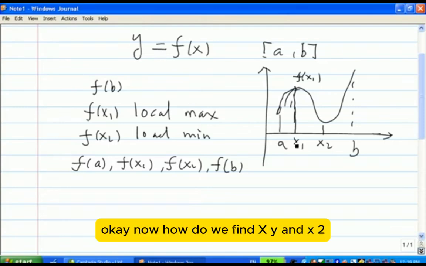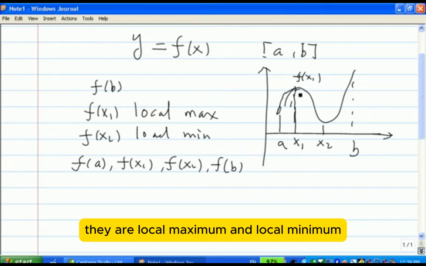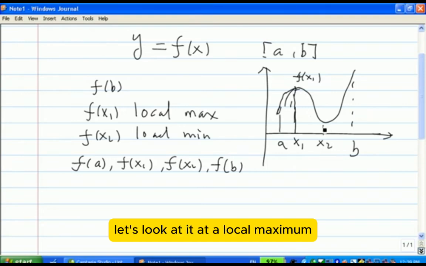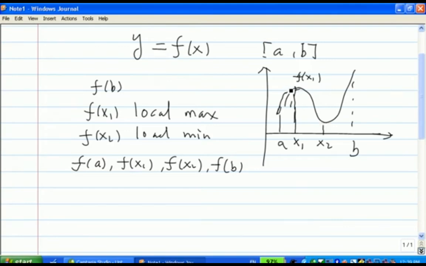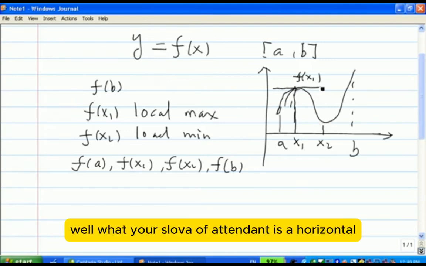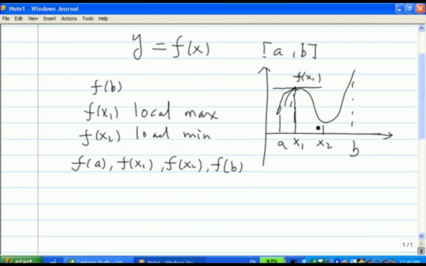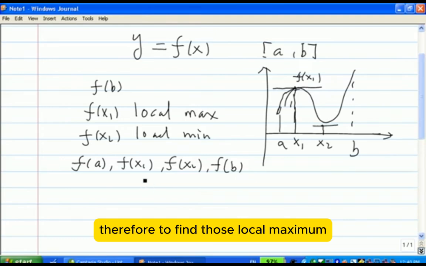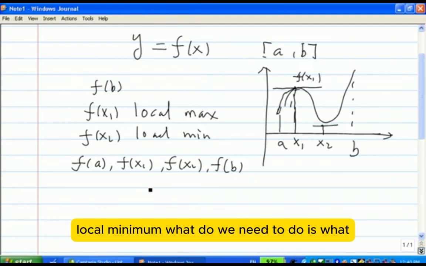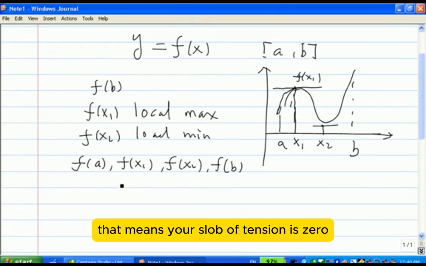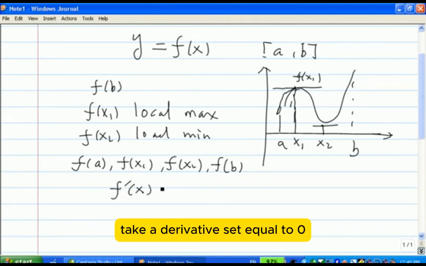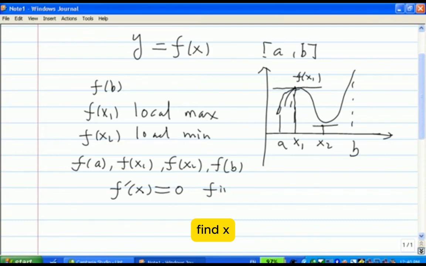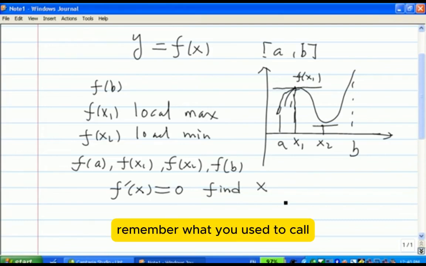Now, how do we find x1 and x2? They are a local maximum and a local minimum. At the local maximum, the slope of the tangent is horizontal, and so it is for the local minimum. Horizontal tangent means the slope of the tangent is 0. So you take the derivative, set it equal to 0, and find x. Remember we used to call such x a critical number in Calculus 1.